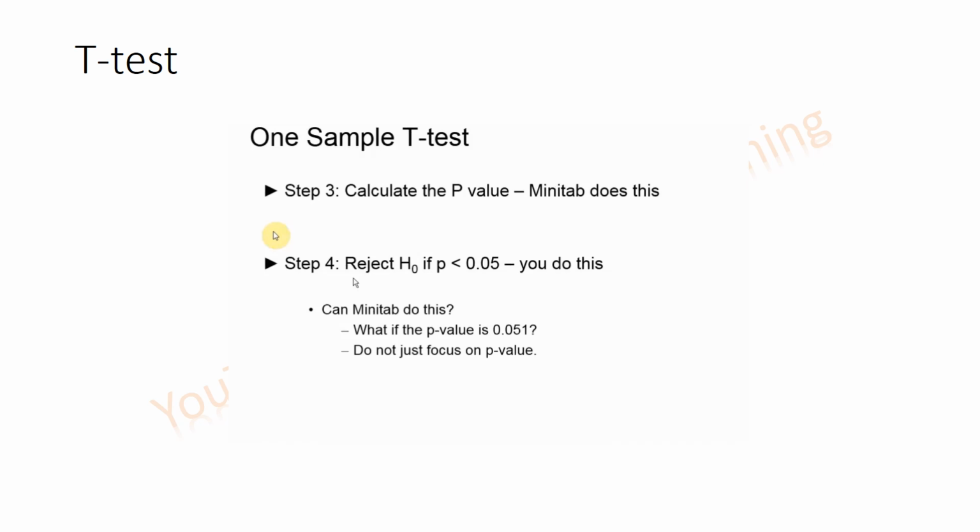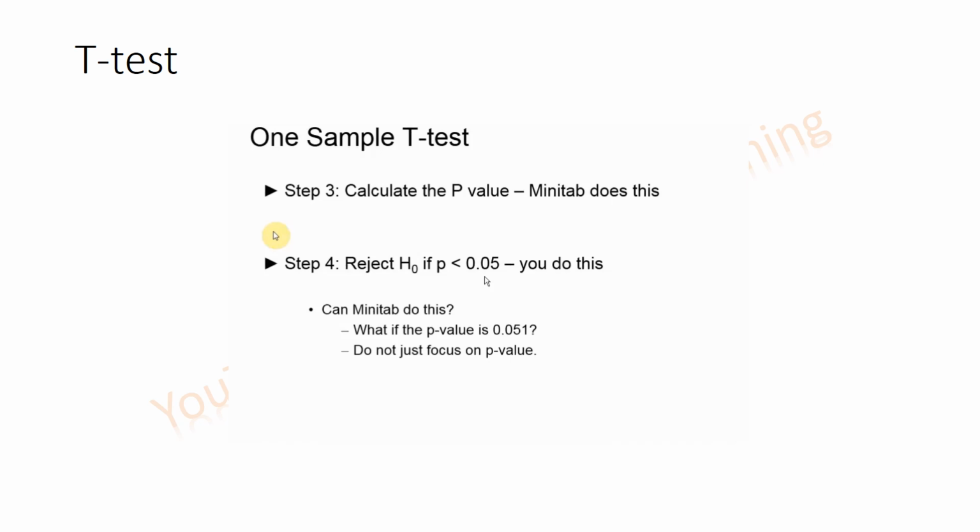So step 4 will be the conclusion. Reject H0 if P is less than 0.05. So you're going to do this. You look at the p-value: they're different or they're not different. If less than 0.05, we say they are different. So we go for H1.